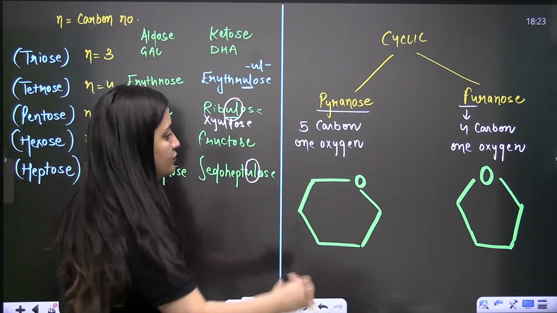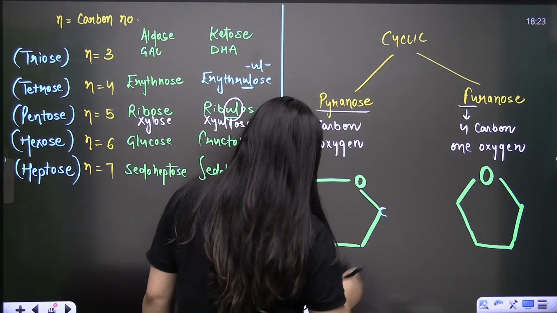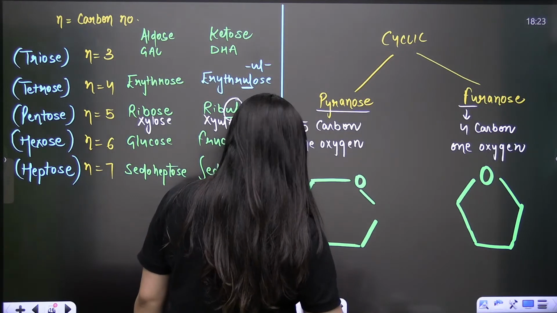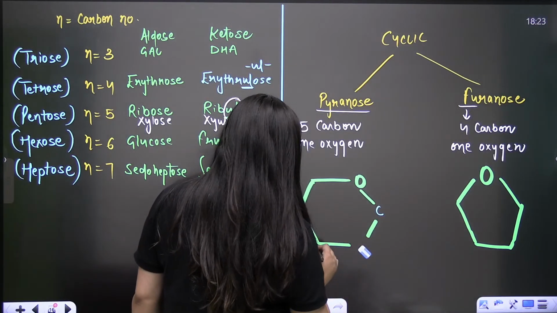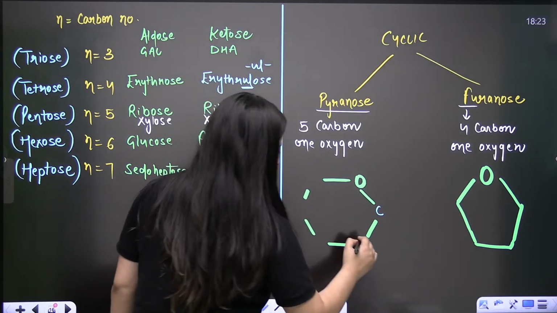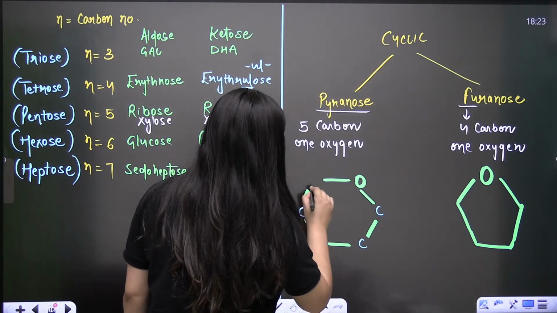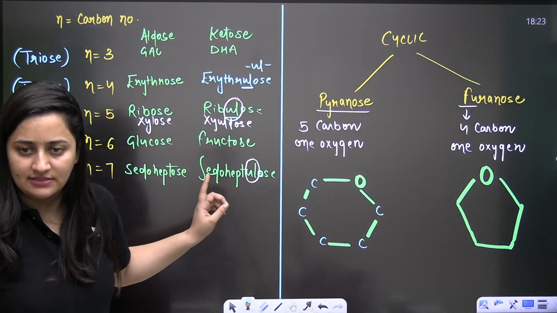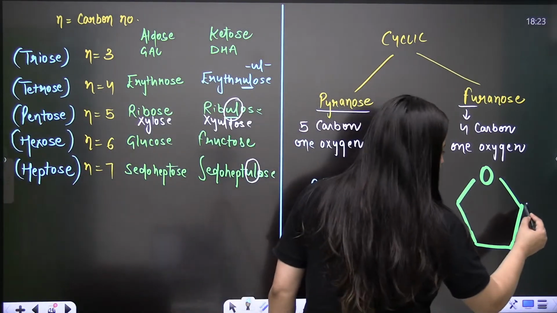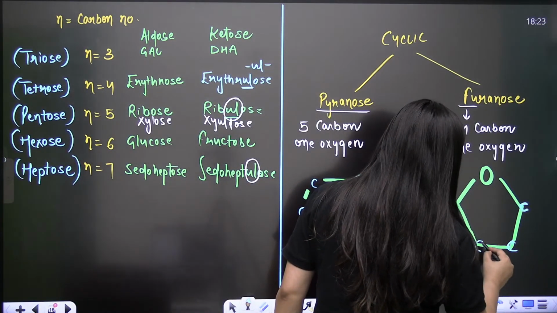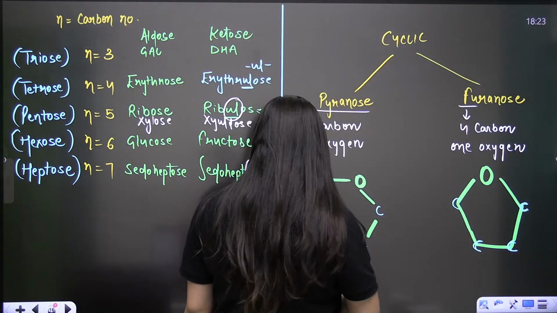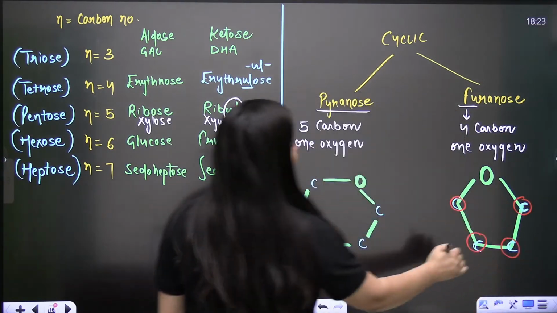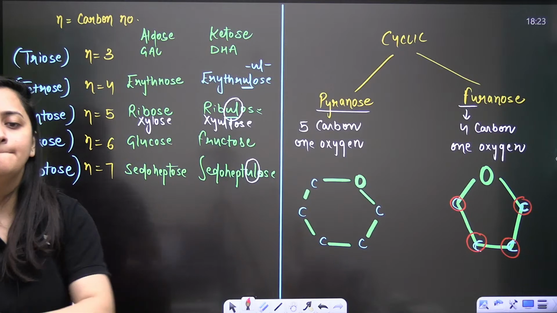So this is pyranose. See, 5 carbon atoms: carbon 1, carbon number 2, carbon number 3, carbon number 4, carbon number 5. In the ring, you will see 5 carbon and 1 oxygen, right? And here you will see 4 carbon, 1, 2, 3, 4. 4 carbon and 1 oxygen. Clear? Yes, 4 carbon and 1 oxygen. So this ring form is the furanose and this ring form is the pyranose.